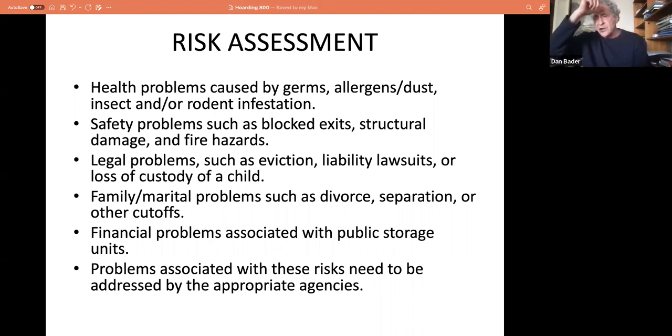Legal problems such as eviction, liability lawsuits, or loss of custody of a child. Family and marital problems such as divorce, separation, or other cutoffs. Financial problems associated with public storage units, which I'm going to go into a little bit. And then problems associated with these risks need to be addressed by the appropriate agencies.